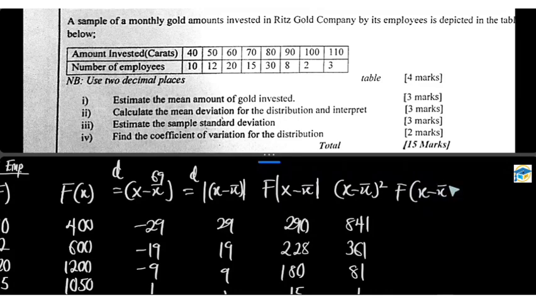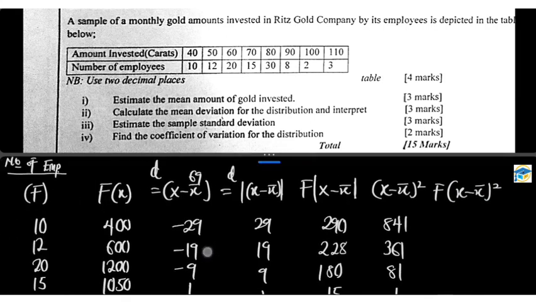x minus x bar all squared, right? So here is a matter of multiplying the frequency by the various x minus x bar all squared, right? So when I take 10, I'll multiply by 800 and 41. When I take 12, I'll do same in that. So that's what we are actually going through in this particular case to get a column for f into bracket x minus x bar. I hope that is clear. So let's take note of that.